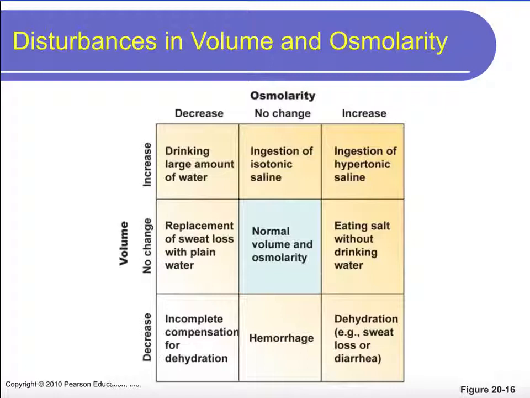So in this figure, we're seeing osmolarity up here and volume over here. The middle box right here in green is a normal blood volume and a normal osmolarity. Now from this normal, let's say we decided to drink large amounts of water. If you are just drinking water, what is that going to do to your blood volume? It's going to increase it. So by drinking large amounts of water, our volume increases.